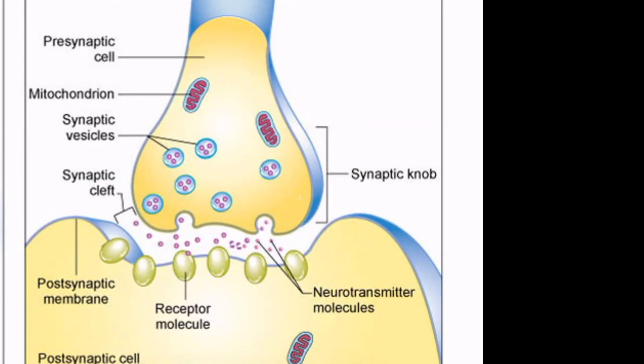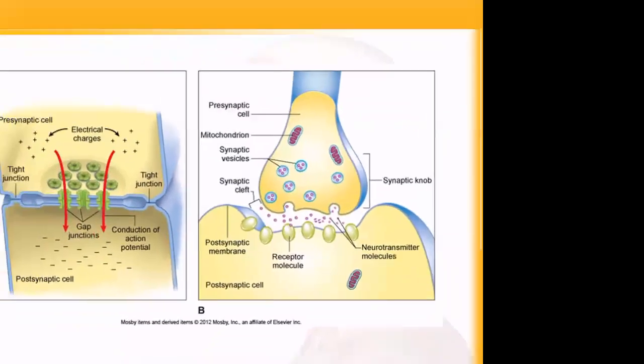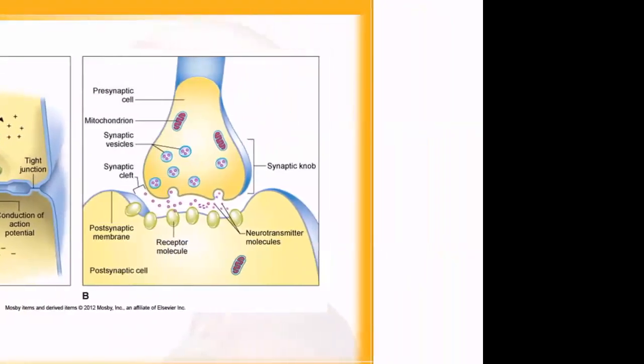And then those neurotransmitters are going to bind to receptors on the dendrite, in this case, of the next neuron. That's going to cause a change in the membrane permeability, and it will allow sodium to come rushing in, which now becomes an electrical current again. Yeah, I like this example better.